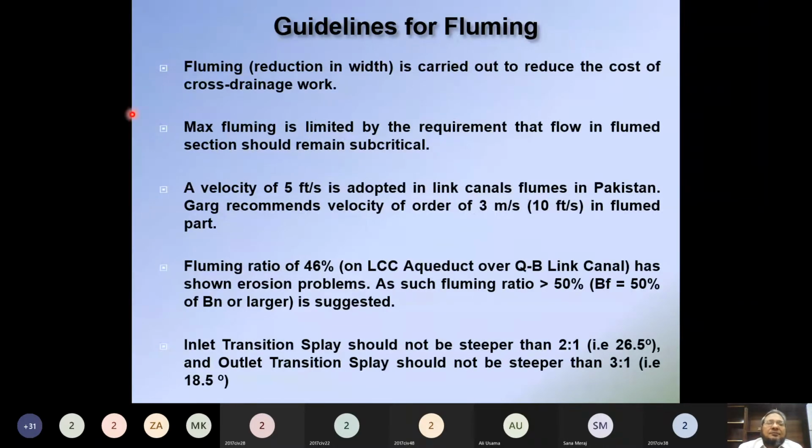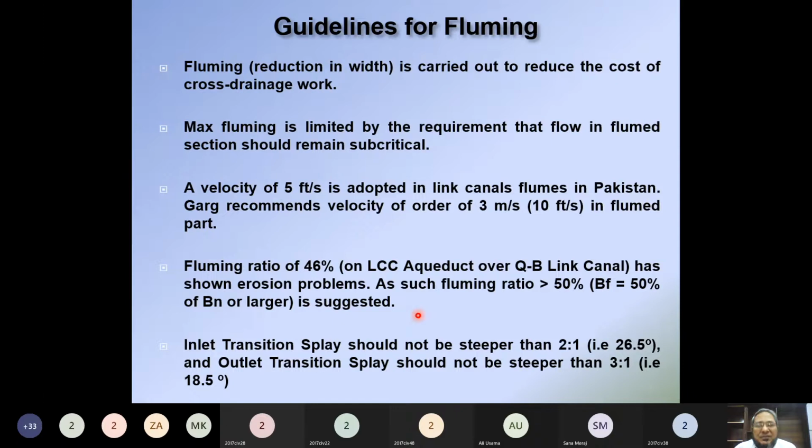Now, guidelines for fluming. Fluming means reduction in width is carried out to reduce the cost of cross-drainage work. Maximum fluming is limited by the requirement that the flow in the flumed section should remain subcritical. A velocity of 5 feet per second is adopted in link canals of Pakistan. However, GARJ recommends a velocity of the order of even 3 meters per second, maybe 10 feet per second instead of 5. A fluming ratio of 46% was provided on the LCC, Lower Chenab Canal, aqueduct over the Kadrabad Balloke Link Canal, and it has shown erosion problems. As such, fluming ratios of 50% or more are suggested. So the fluming ratio should be 50% or more.